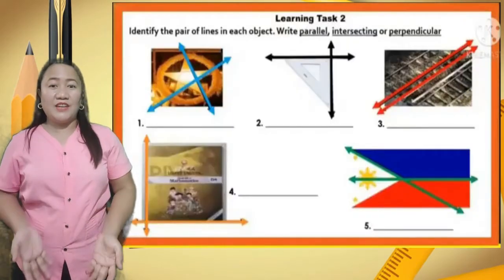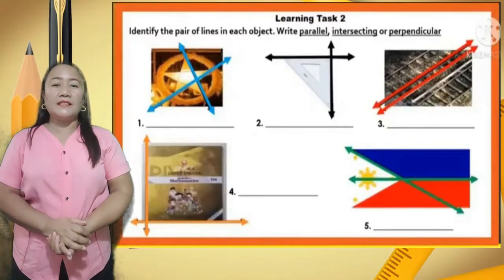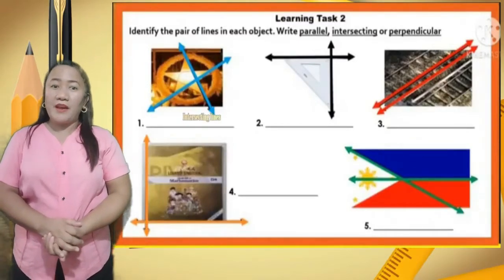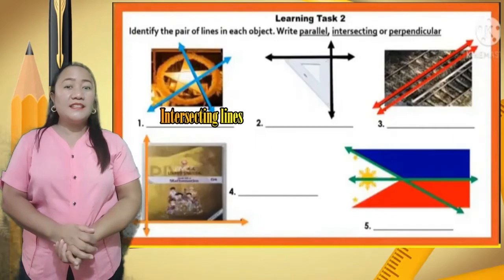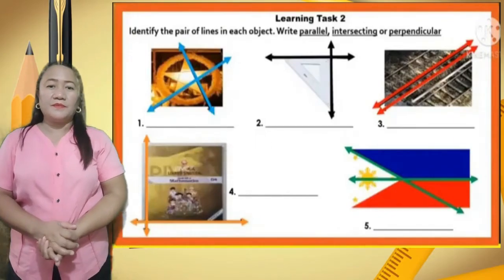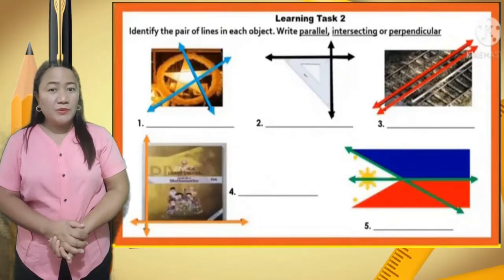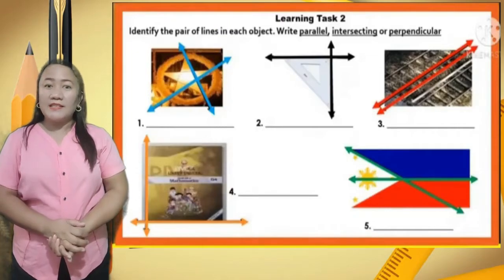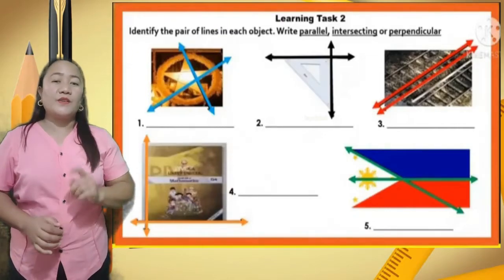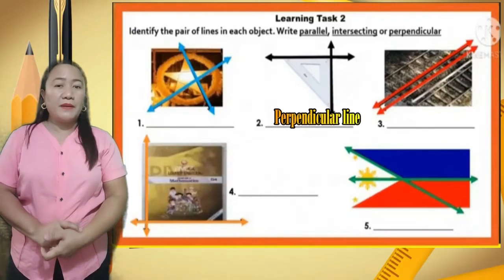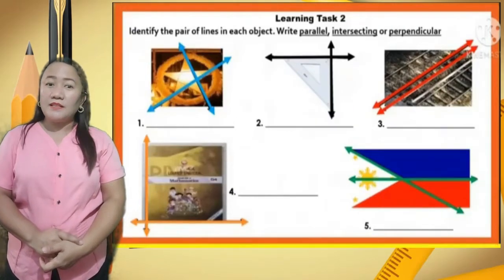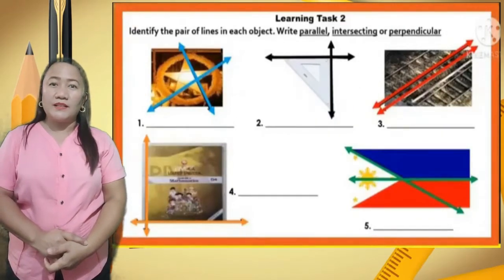Now, let us check your work. Number 1. This line pair is what we called intersecting lines. How about number 2? What is the answer? Correct. It is a perpendicular lines because it formed a square corner.